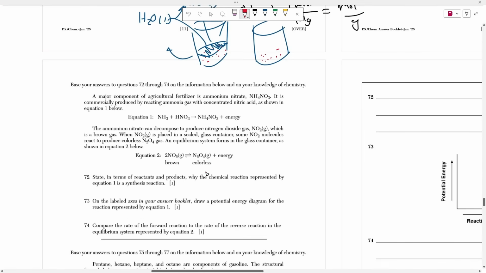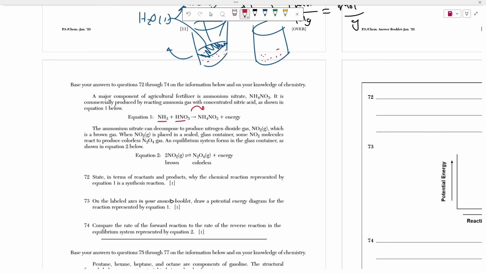Right, number 72 through 74. 72 asks us, state in terms of reactants and products why the chemical reaction represented by equation 1 is a synthesis reaction. So what does synthesis mean? Just in general, to synthesize something means to create something. All right, so this is a synthesis reaction because you're creating one thing. All right, two things are coming together to create one thing.